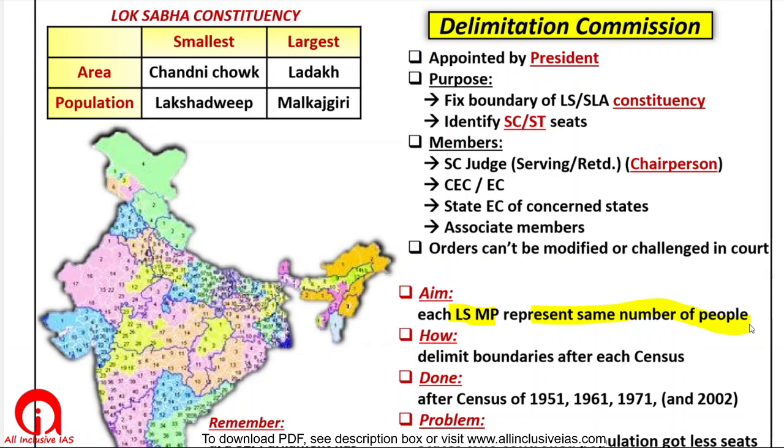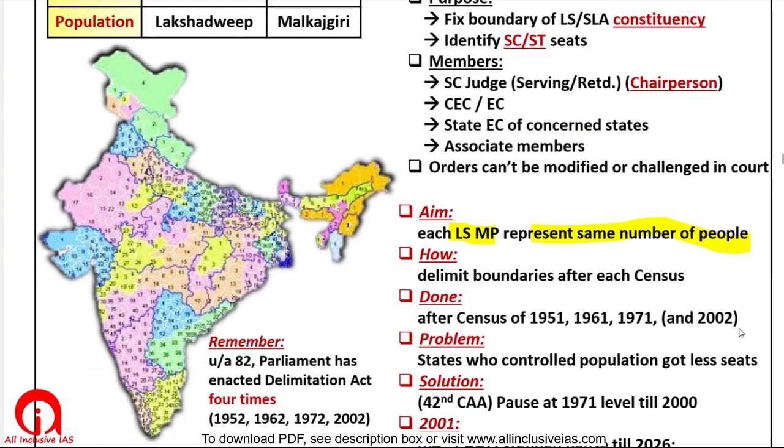However, there was a freeze on this activity. Why? Because the population was increasing rapidly after 1947. Now, when the population is increasing, obviously, if you want each MP to represent the same number of people, then from densely populated areas you will have more MPs, right? For example, you see that there are so many MPs from Bihar, UP, West Bengal, but from the southern states it's quite less. And that is due to this population imbalance.